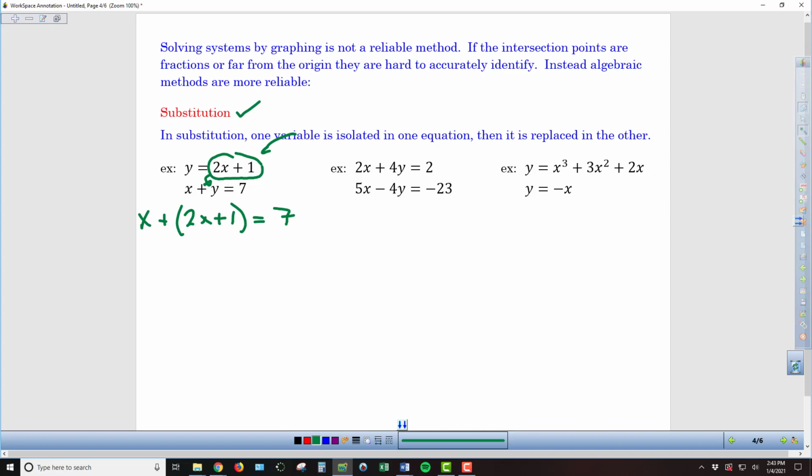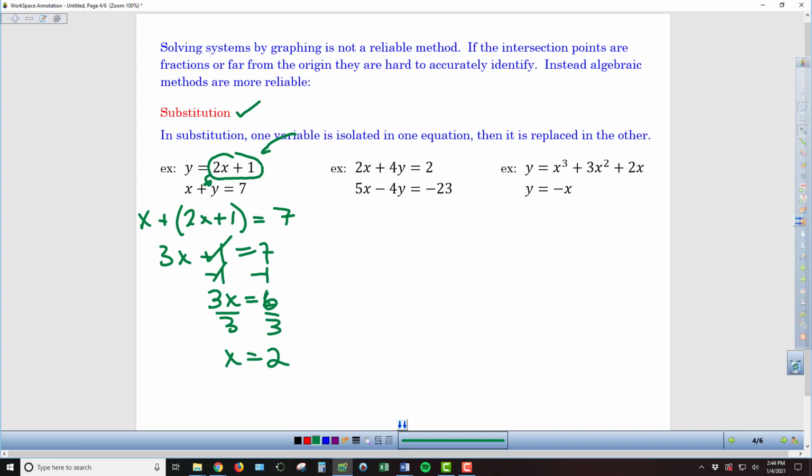So now we've gone from a system of two equations and two variables down to one equation with only one variable. And so we can solve this equation and find the x-coordinate of the intersection of these two lines. The parentheses here mean nothing, so I'm just going to gather x and 2x to make 3x plus 1 equals 7. I'm going to subtract 1 from both sides to get 3x equals 6. And then finally divide both sides by 3, and we'll get x equals 2.